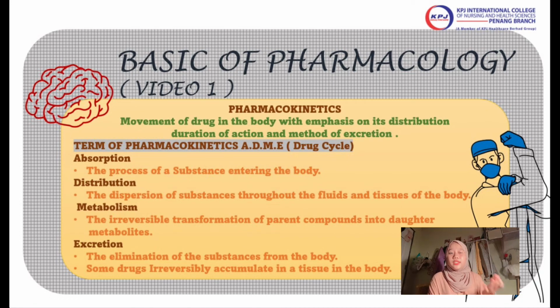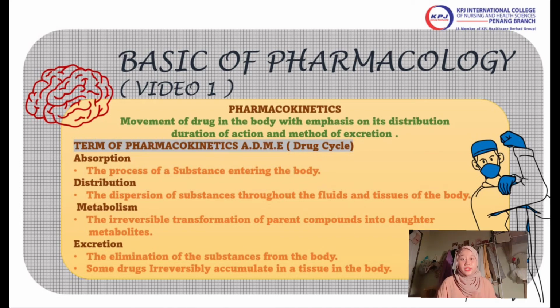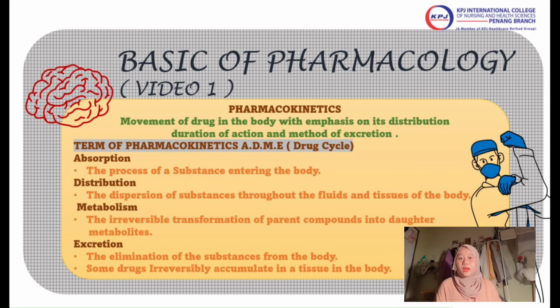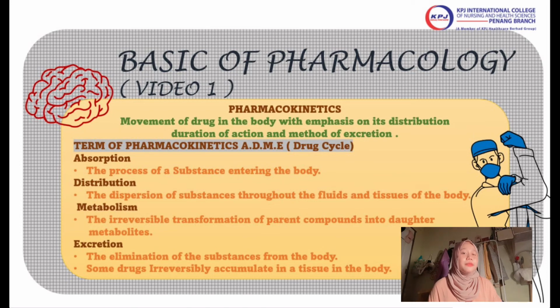First, I'm going to explain absorption. Absorption is the process of a substance entering the body, while distribution is the dispersion of substance throughout the fluids and tissue of the body. Next, we have metabolism. Metabolism is the irreversible transformation of parent compounds into daughter metabolites, while excretion is the elimination of the substance from the body, and also some drugs irreversibly accumulate in a tissue in the body.